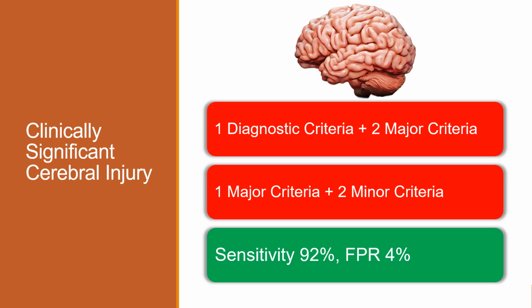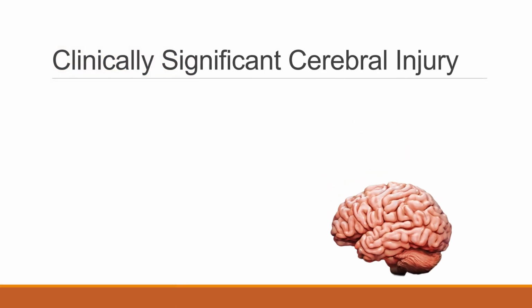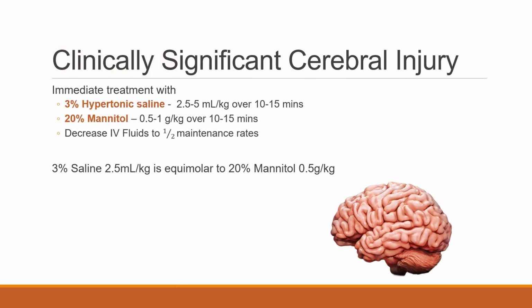So what if we have diagnosed clinically significant cerebral injury, but after that what? When we have diagnosed, we have to treat with either hypertonic saline, that is 3% saline, or 20% mannitol. Those are the treatment options for clinically significant cerebral injury or cerebral edema. What is the dose of hypertonic saline? It is 2.5 to 5 ml per kg over 10 to 15 minutes, or 20% mannitol dose is 0.5 to 1 gram per kg over 10 to 15 minutes.